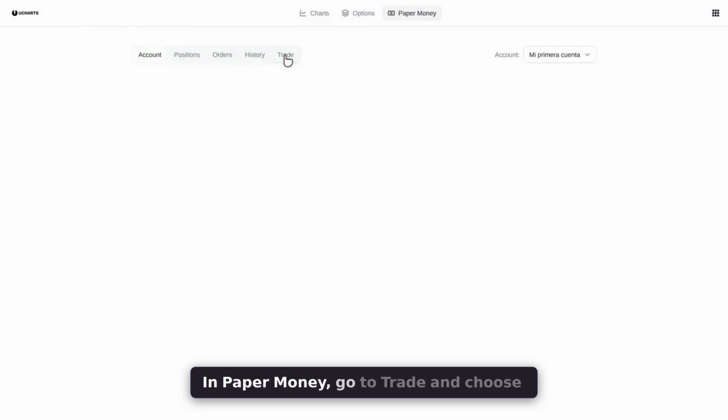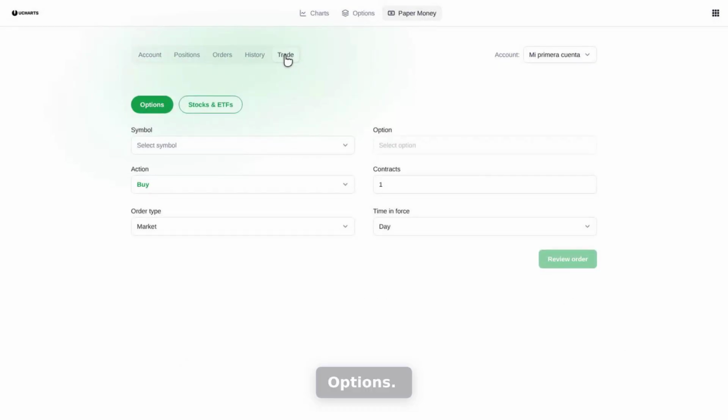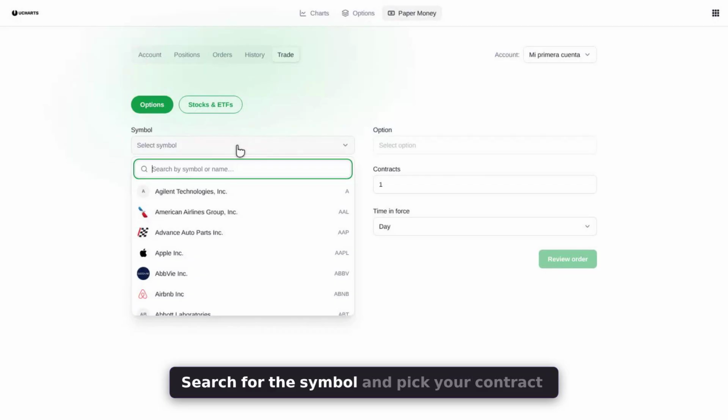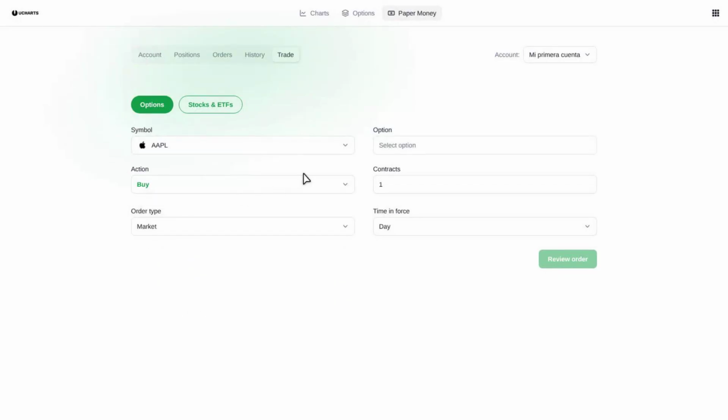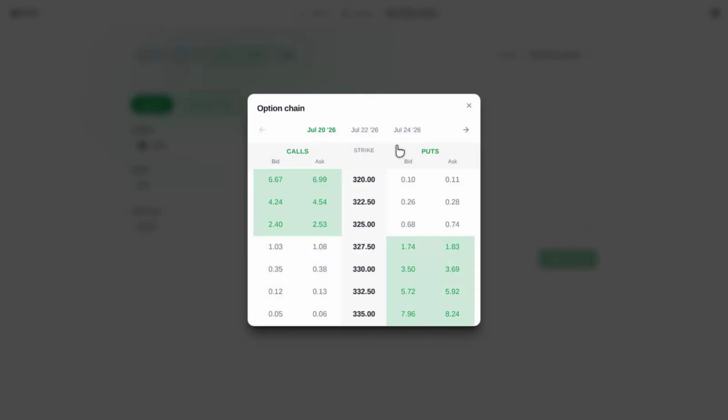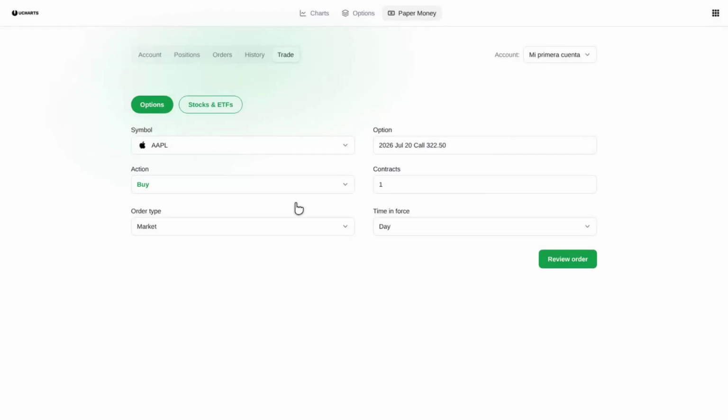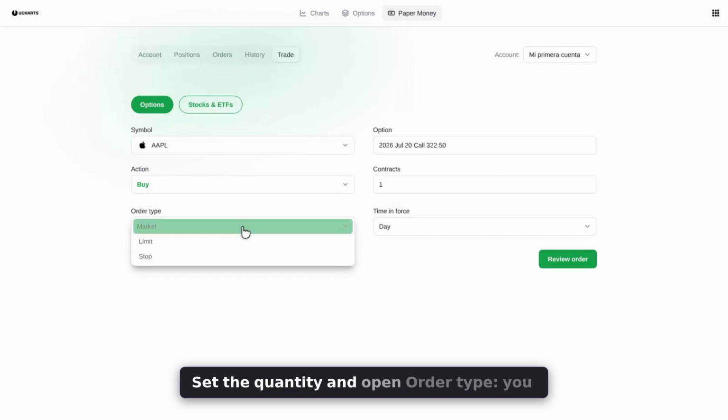In paper money, go to Trade and choose Options. Search for the symbol and pick your contract from the options chain. Set the quantity and open order type.